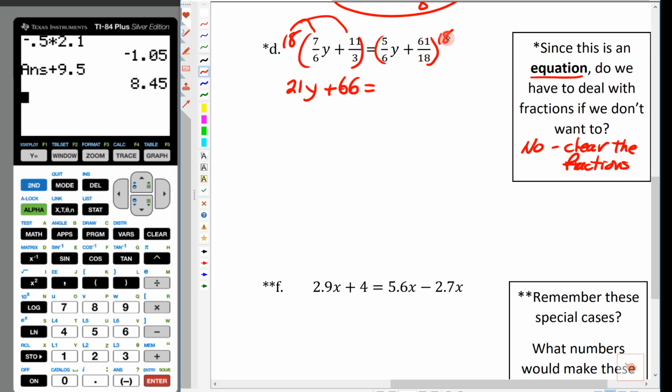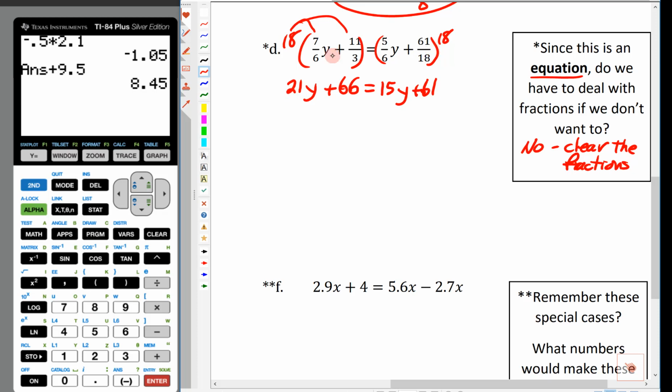Same thing over on this side. The 18 is going to cancel with the 6 right here, so that's going to be a 3. So 3 times 5 would be 15, so this would be 15y. And the 18 is going to cancel with the 18, so we're left with just the 61 in the numerator there. So you'll, again, notice 4 fractions in the original problem.